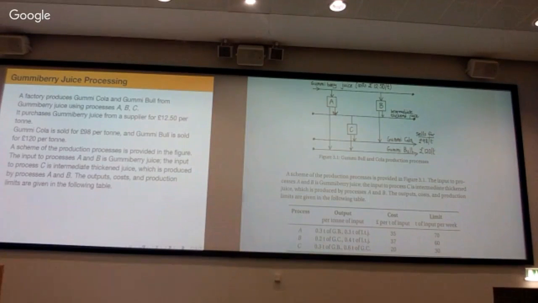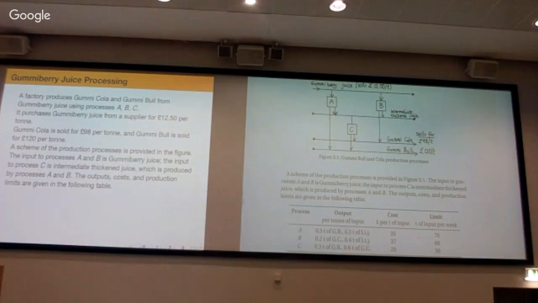there are certain limits on how much each of these 3 boxes A, B, C can process in a week. Maximum 70 tons in A and 16 in B and C. And you have to pay for every ton of Gummiberry juice that you buy. There's a certain cost. And you can sell these 2 products. That's the price that you get for the product.